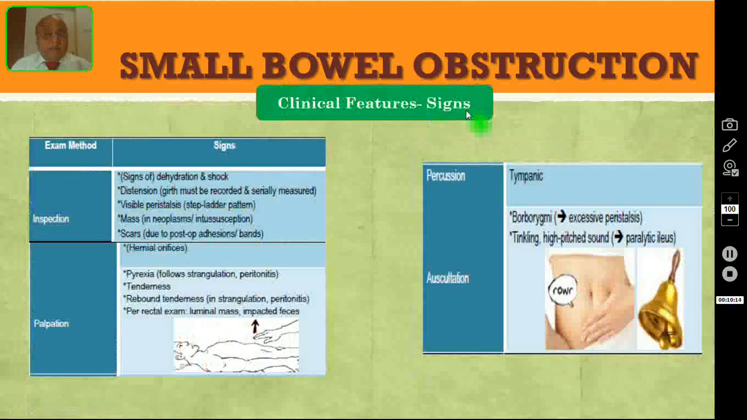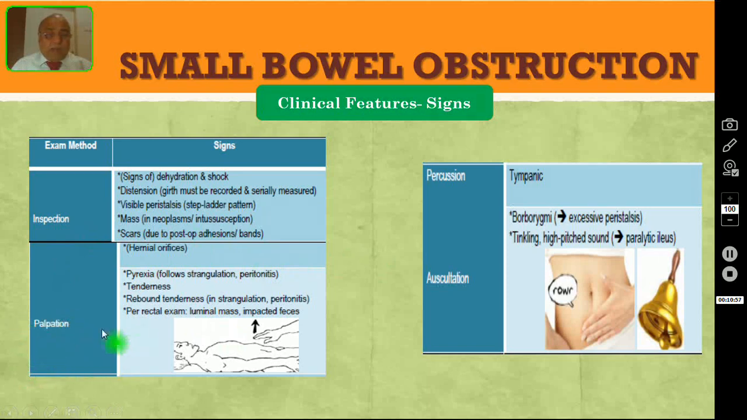So these are the signs. In inspection, you can watch the patient for signs of dehydration and shock. You can see the distension of the abdomen. You can measure the girth, and serially you have to measure the abdominal girth. Sometimes you can see visible intestinal peristalsis, that is in a step ladder pattern. If the cause is some neoplasm or intussusception, you can even feel a mass in the abdomen. And if the patient underwent some surgery in the past, you can look for evidence of any scar in the abdomen.